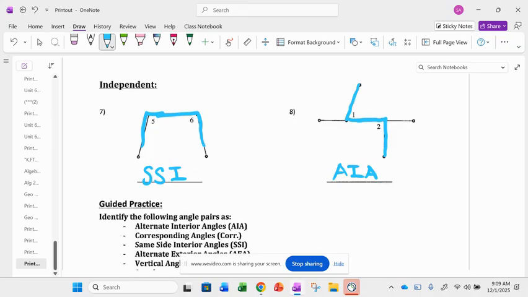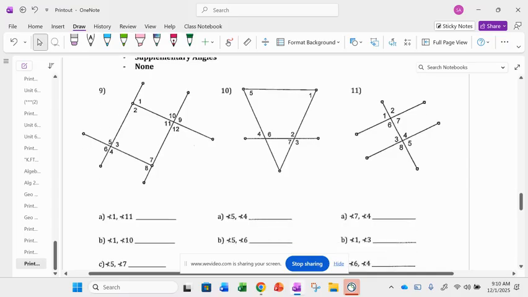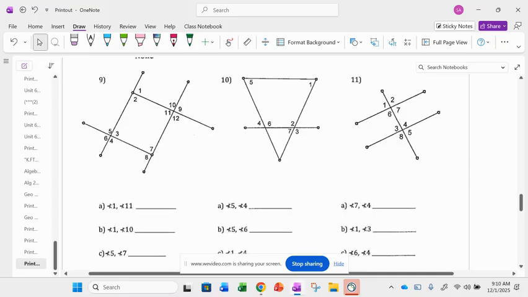All right, so now we're going to make it a little bit more complicated. Identify the following pairs of angles as AIA, corresponding, SSI, AEA, vertical angles, supplementary angles, or none. Again, what do supplementary angles look like? They make what? Supplementary angles always make what? 180, a straight angle, exactly. And what are vertical angles? The kissing birds, exactly.